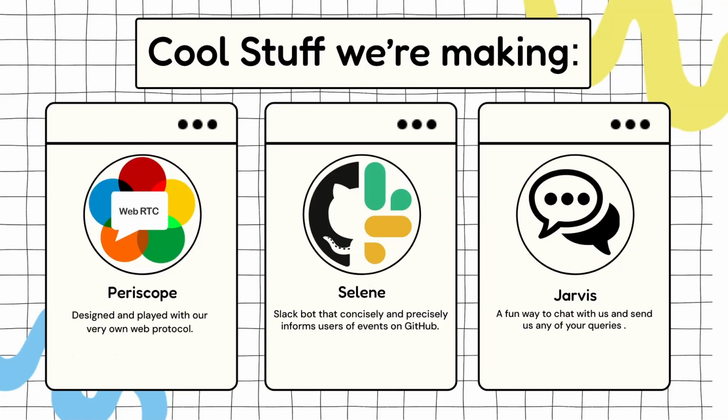Apart from making projects tailored to the needs of the IITR community, we also build products that are used by the global developers community and release them into the open source environment so that they can learn from and improve upon our code. Periscope is a fun project where we experimented with WebRTC, a technology that you might have understood as being used for video calls. We created our very own protocol to facilitate peer to peer video calls.